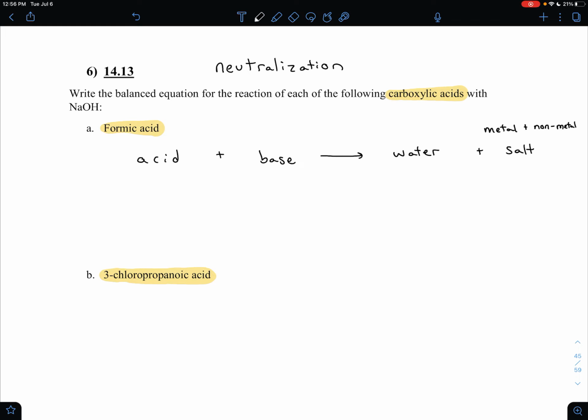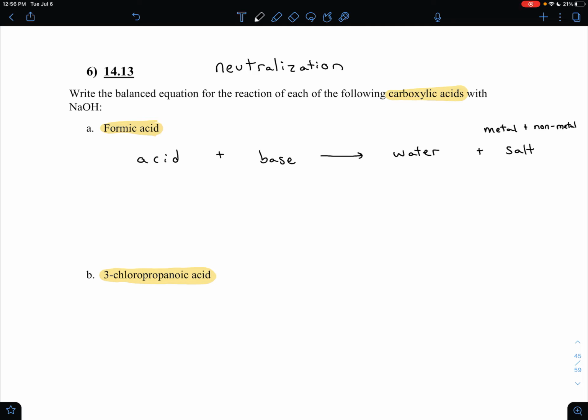Okay, so the first thing we have to do is take the names they give us of these carboxylic acids and draw them. Then we're going to take our base, and the base they're giving us is sodium hydroxide. We'll write out water, and then we just have to figure out what the salt is.